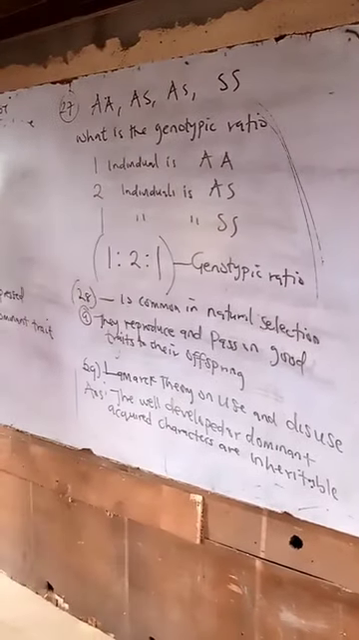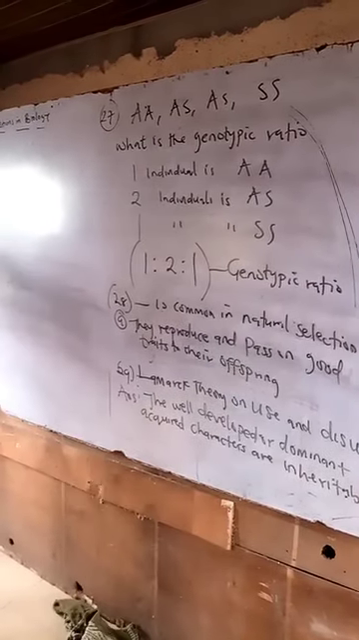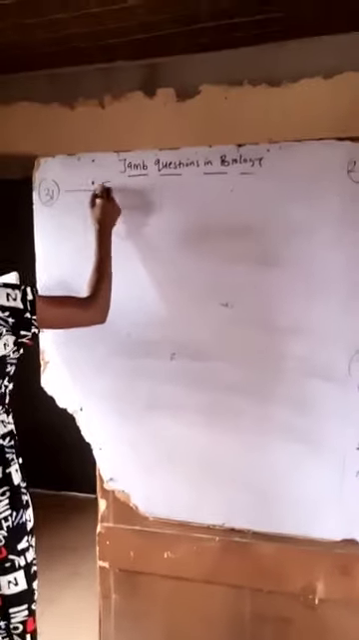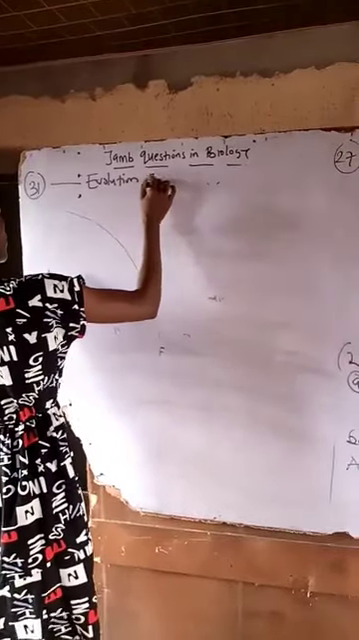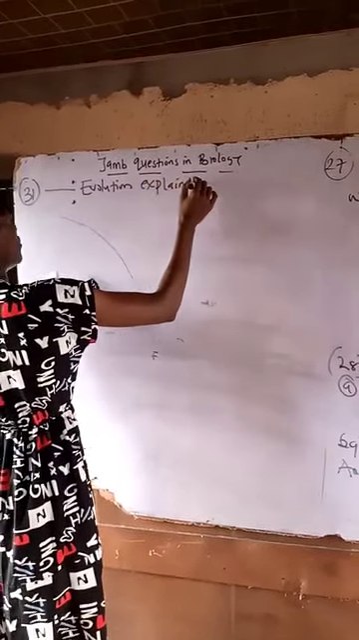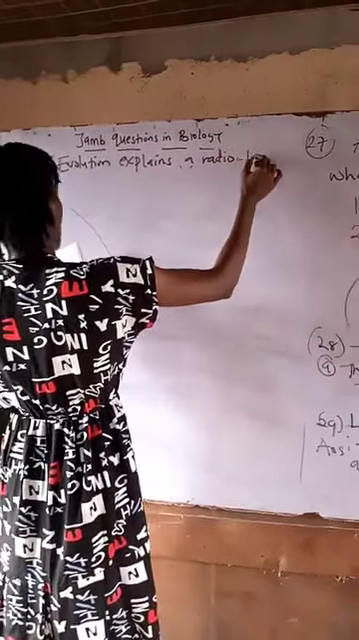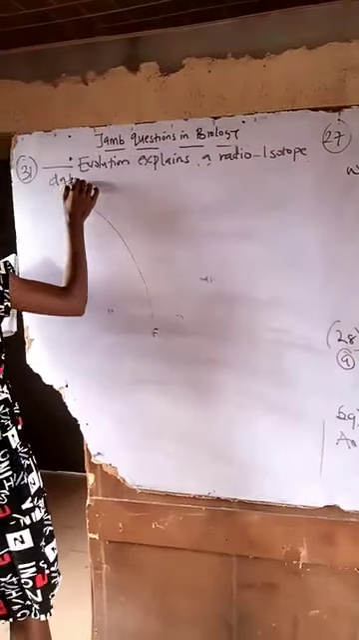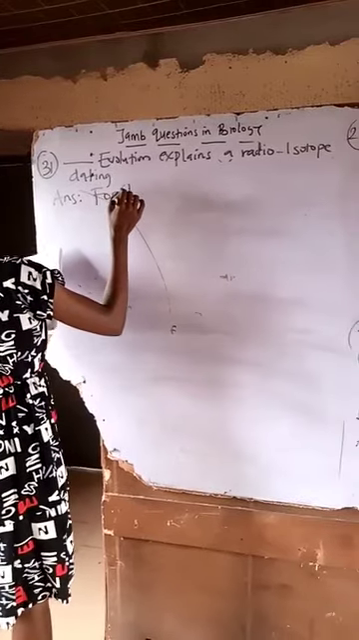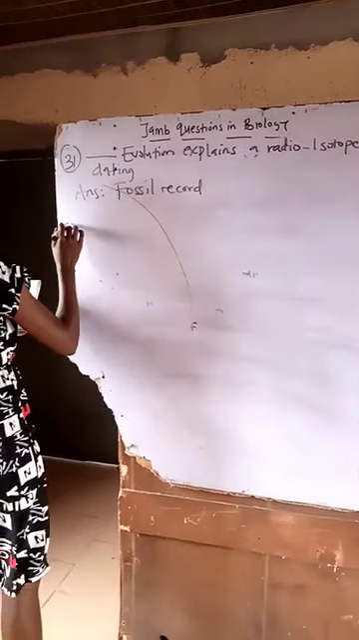The last question, so far, then I'll give you an area to read on. At least if you study this question, your job is set though. Okay, so let me say that dash evolution explains radioisotope dating. The answer is what? The fossil record. Please take notes.